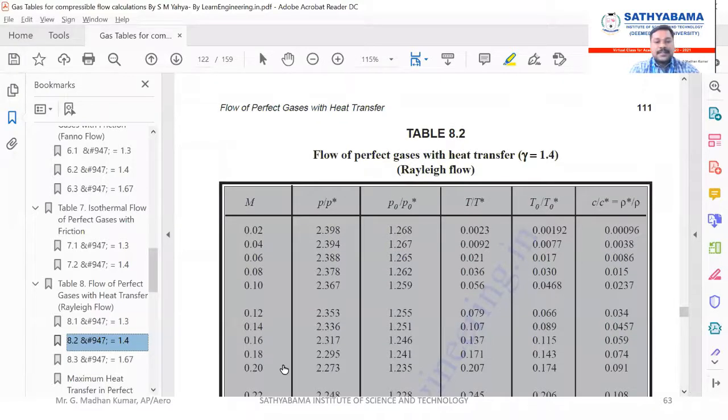But here the Mach number is around 0.16 to 0.18. Okay, so we have to select in between, the average. So you have to take the average of these two values, that is P by P star. So what is the average of P by P star? Students, you can respond to me in the chat box. Average of this value, that is 2.317 plus 2.295 divided by 2. What is the answer for P by P star?